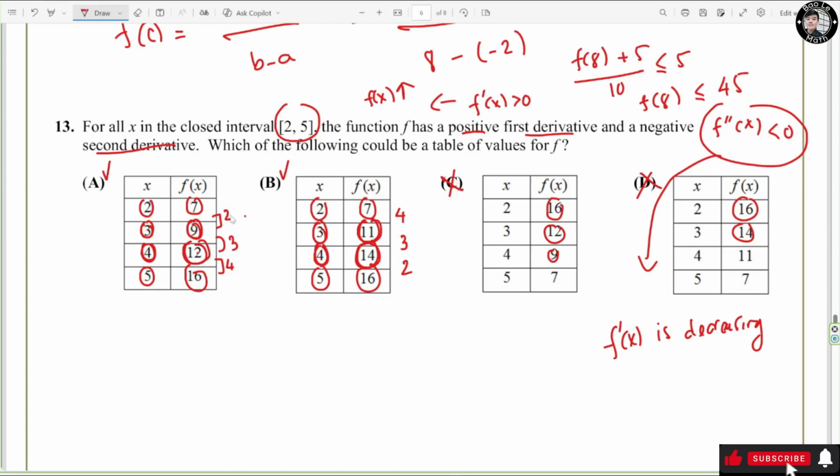And observe that f prime of s right here is increasing, and f prime of s right here is decreasing. So we need f prime of s decreasing. So the answer must be B.